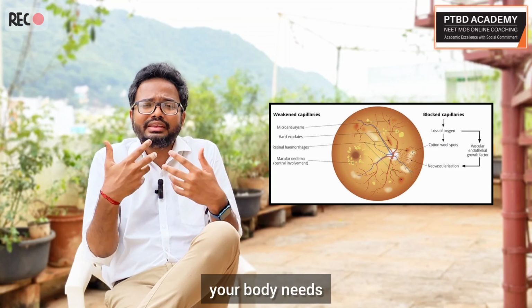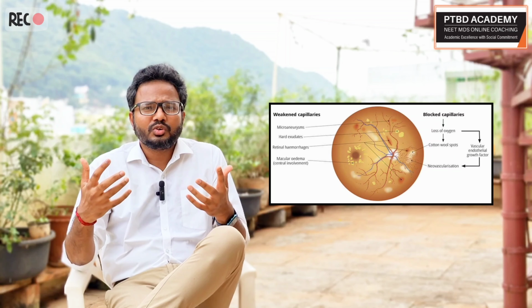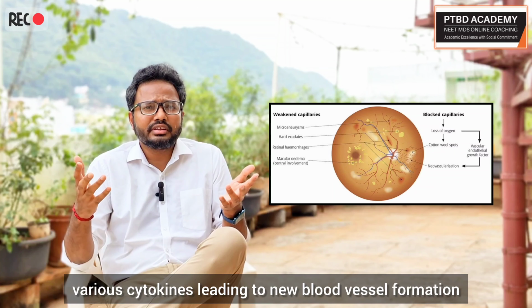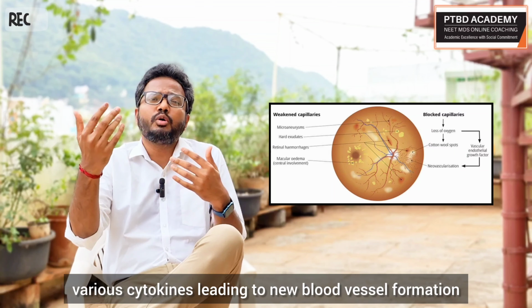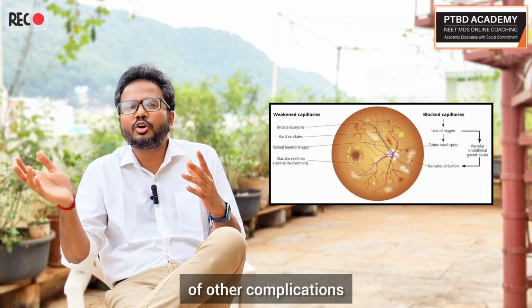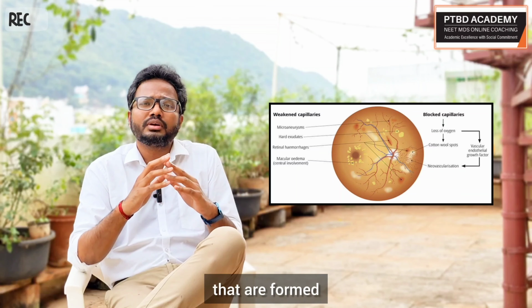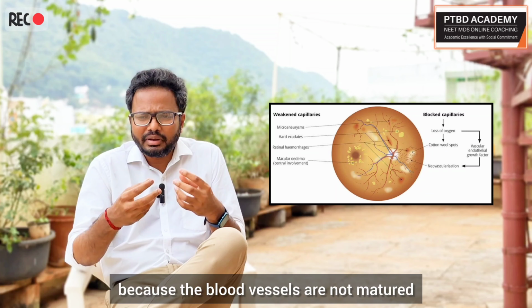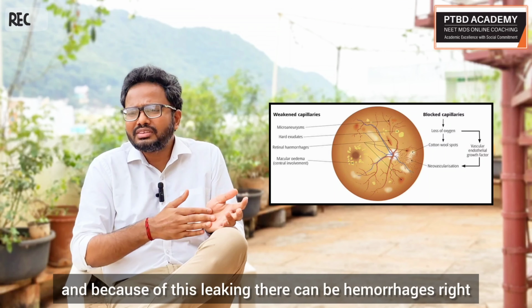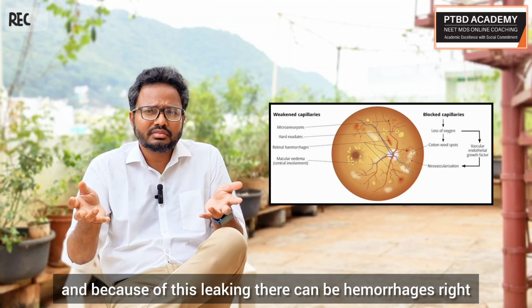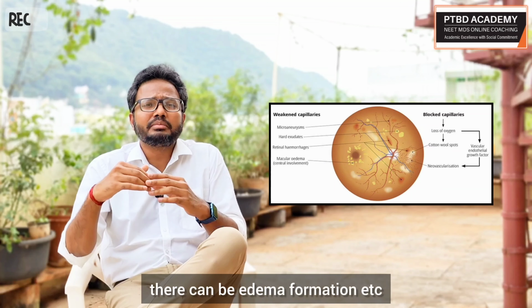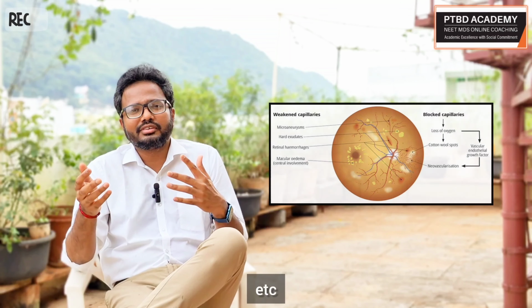When there is hypoxia, your retina needs oxygen, right? So there is stimulation of production of various growth factors, various cytokines leading to new blood vessel formation, which is neovascularization. However, neovascularization again leads to a series of other complications because the new blood vessels that are formed are not perfect. There is leaking of blood because the blood vessels are not matured, and because of this leaking, there can be hemorrhages, right? And also because of weakening of these endothelial cells, there can be aneurysms, there can be edema formation, etc.